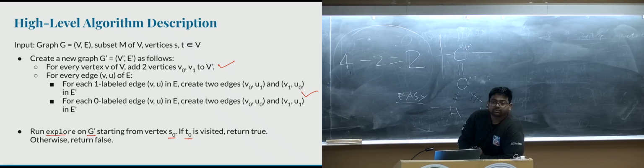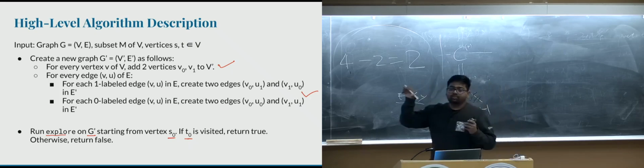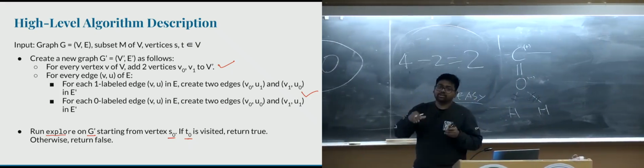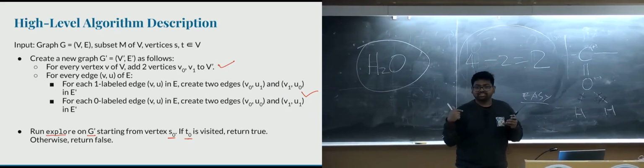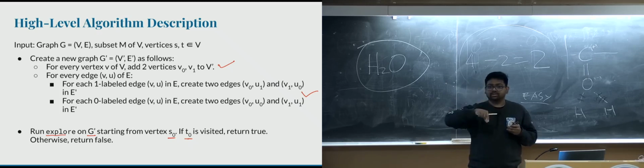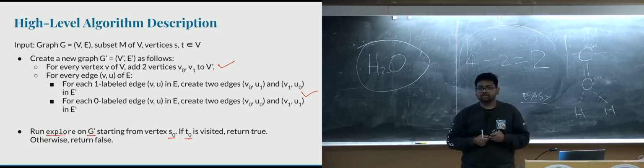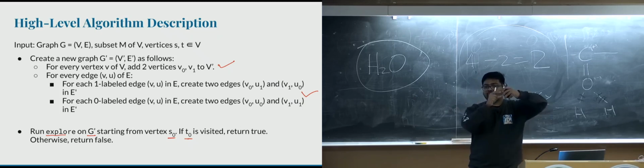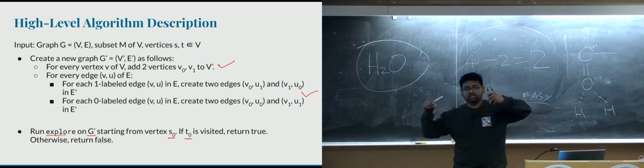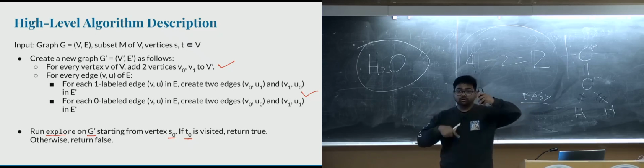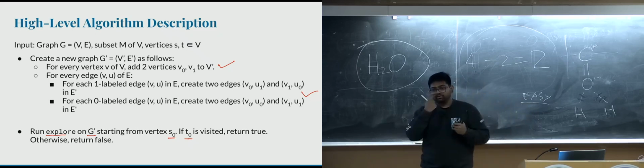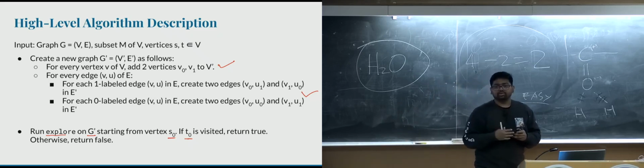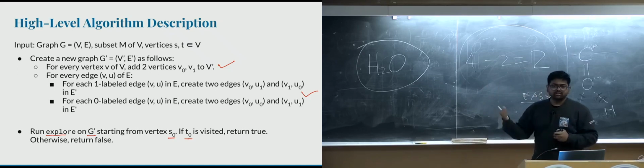Explore is one of the graph search techniques that you learned in your lecture, right? It takes two inputs, your graph and the starting vertex, and it will basically return a visited array where if the value is 1, that means the particular node is visited. If it's 0, that means it's not visited. So if you run explore from S0, and in your G prime you have a walk from S0 to T0, in the end it will give you the correct value. If it's visited, then it will be 1, otherwise it will be 0, that means false. Make sense?